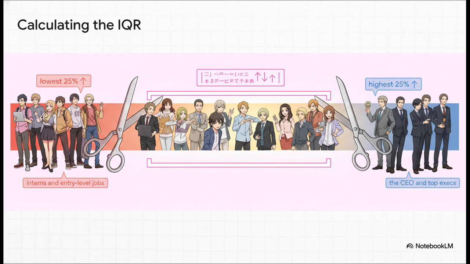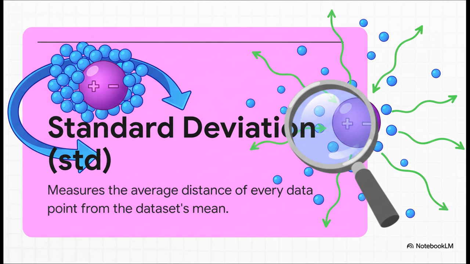It tells you the salary spread for the main bulk of the employees, completely ignoring those crazy extremes at either end. And finally, we get to the big one, the most powerful tool for measuring spread, standard deviation. Now, the math behind it is a bit more involved, but the core idea is actually pretty simple. It basically figures out the average distance of every single data point from the mean. So a small standard deviation means everything is clustered really tightly around that average. A large one? It means your data is spread all over the place.